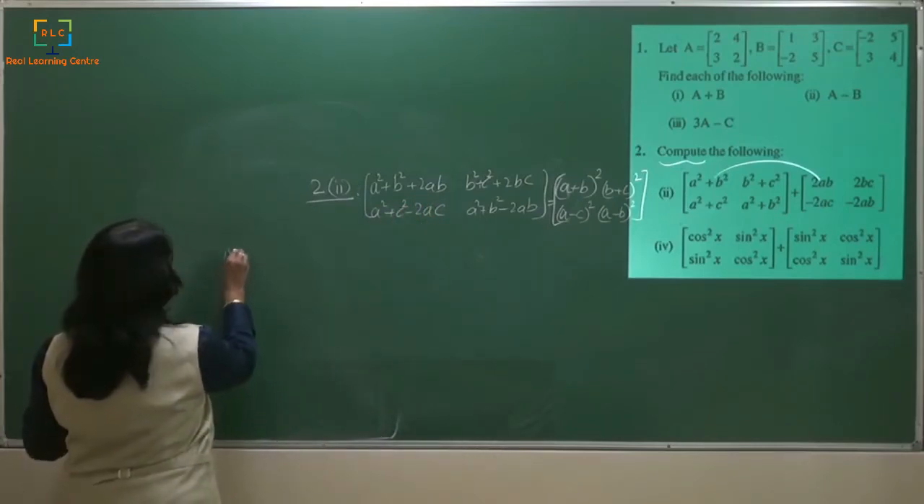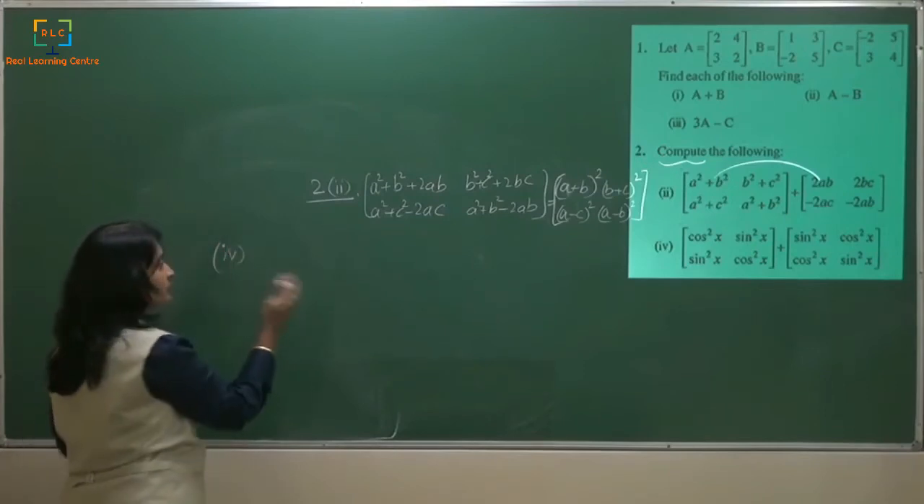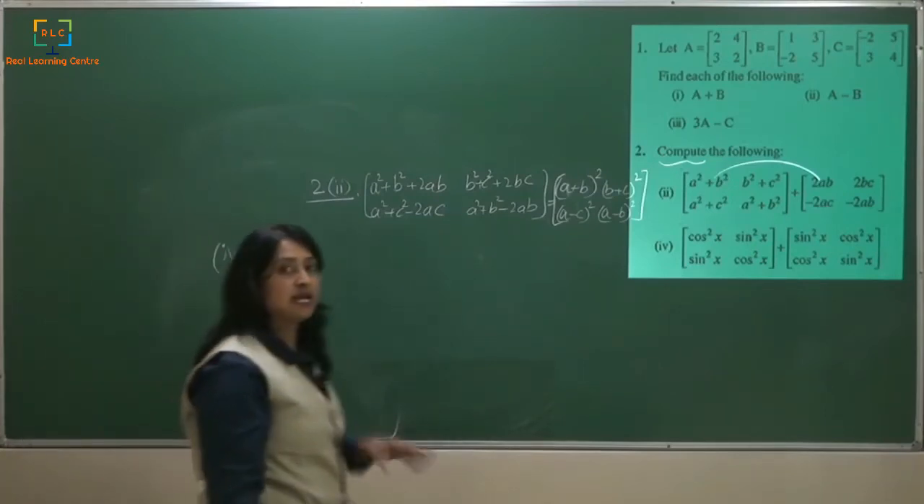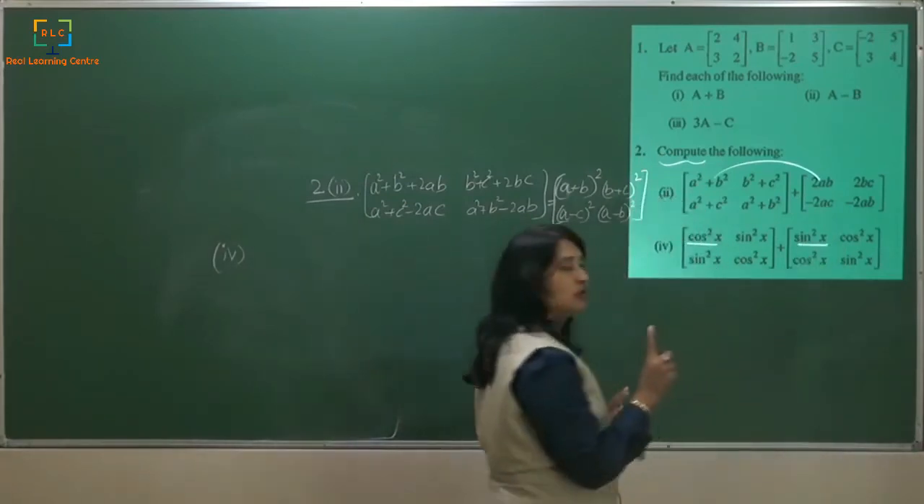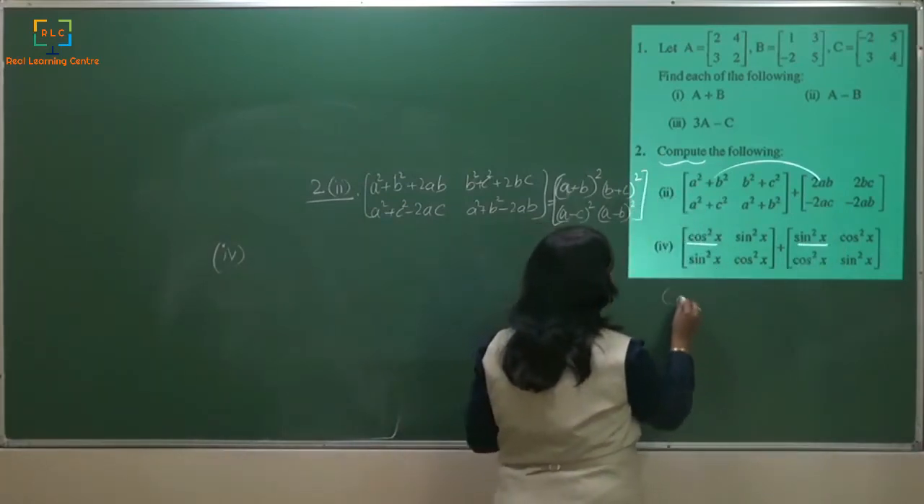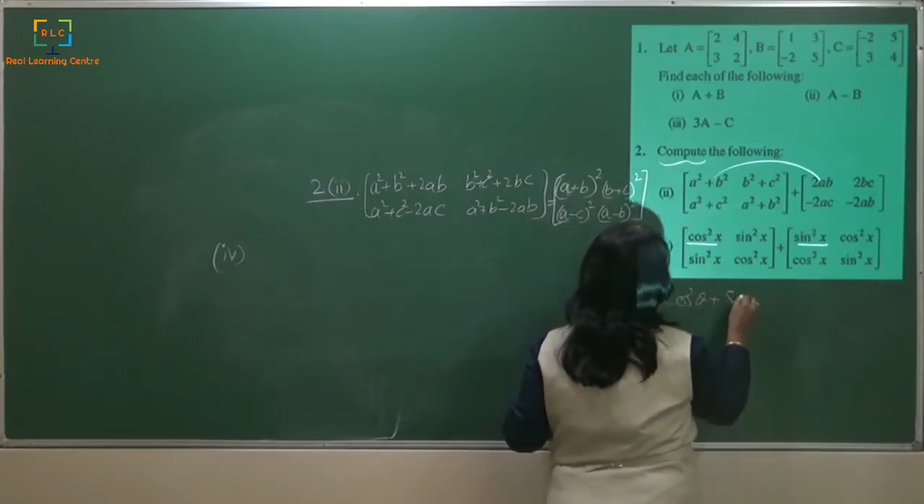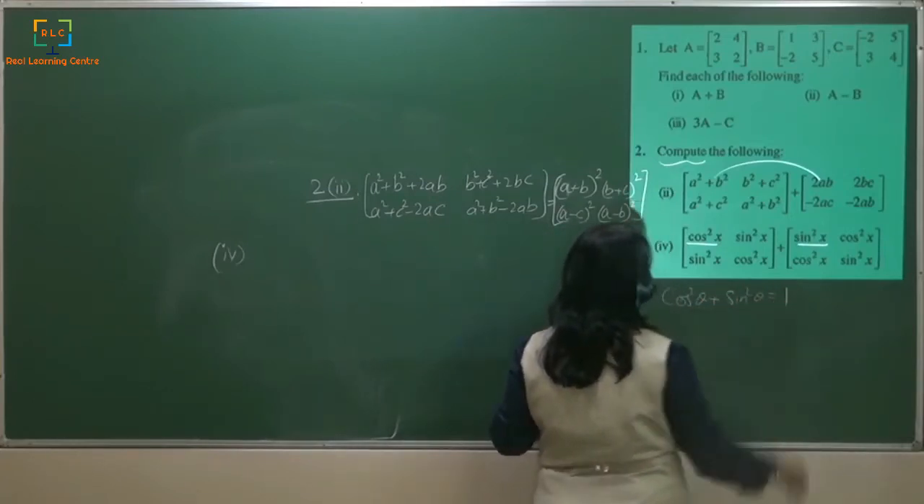Now I am going to the fourth sub question. Similarly, the third sub question I have left for your homework. This is damn simple. Cos square x plus sin square x is always equal to 1. So we will be using the trigonometric identity cos square theta plus sin square theta is equal to 1.